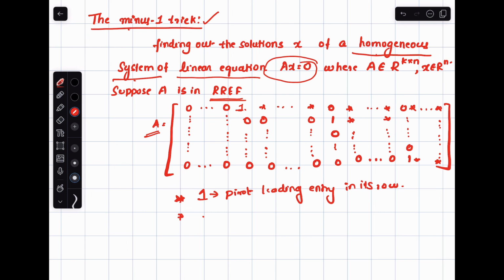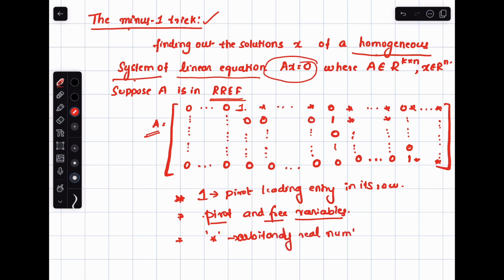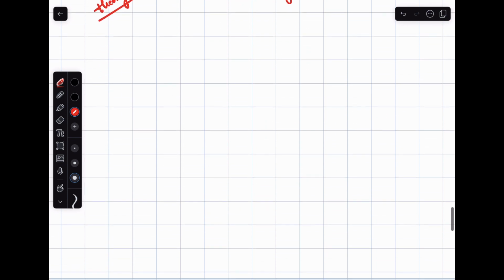The second point is that the variables corresponding to the columns with pivots are called basic variables or pivot variables, while the columns without pivots are called free variables. Then the last point is the asterisk. The simple asterisk denotes an arbitrary real number. This is a very theoretical part, guys. In order to understand this, we have to move to the problem part.